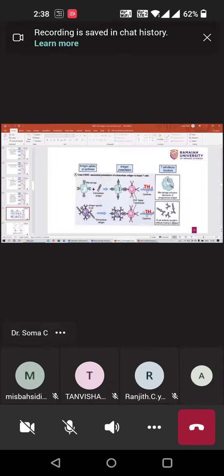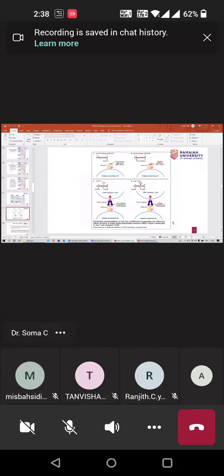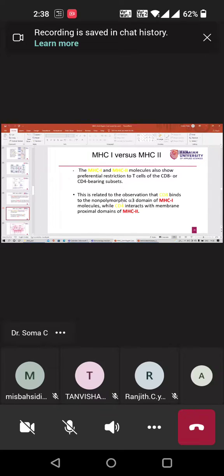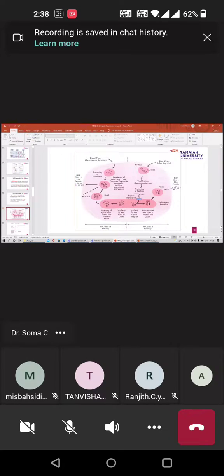And if you see that same thing I told you, that Th1 and Th2 T cells will be activated by the MHC class 2, and MHC class 1 definitely by TC. These are all the same thing which has been shown. So MHC class 1 is the inside-out pathway, that means endogenous antigens will be presented, and MHC class 2 is outside-in, that means exogenous antigens which will be coming inside. So there is a difference basically.